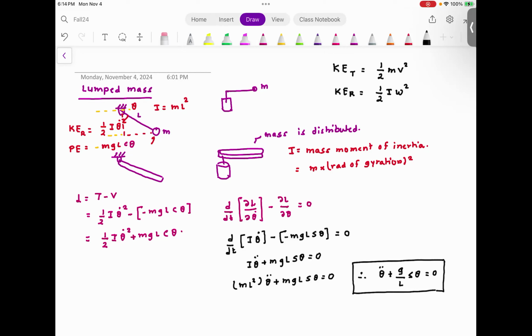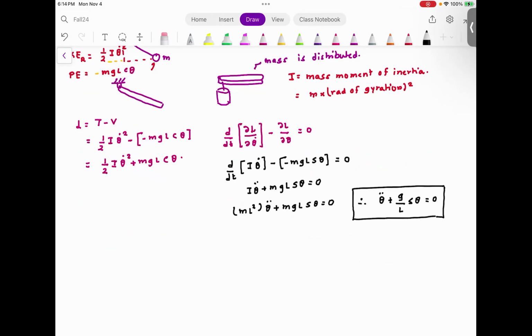Mass moment of inertia is nothing but the inertial effects given because the mass is allowed to rotate about a point. So that is called mass moment of inertia.